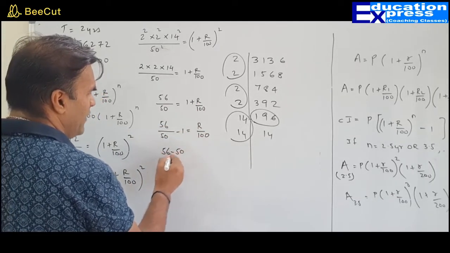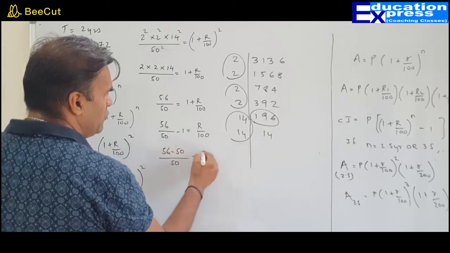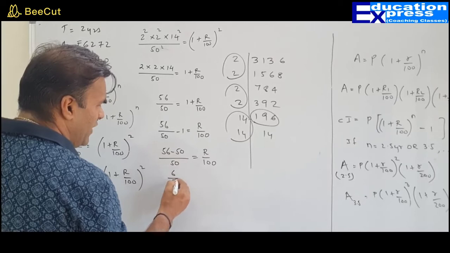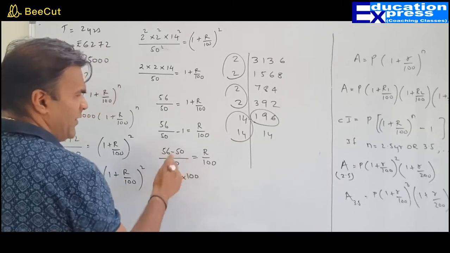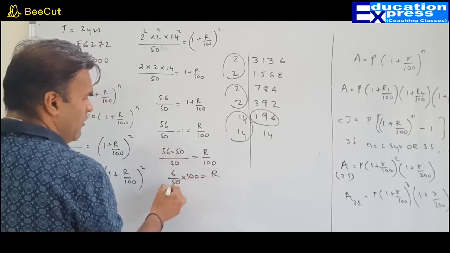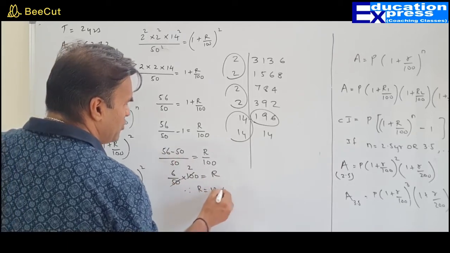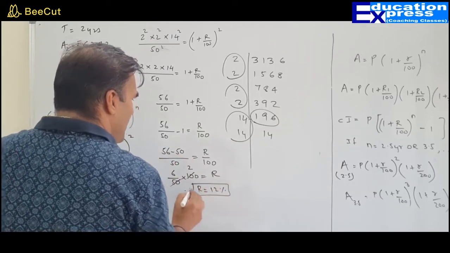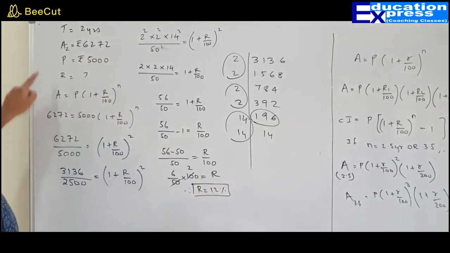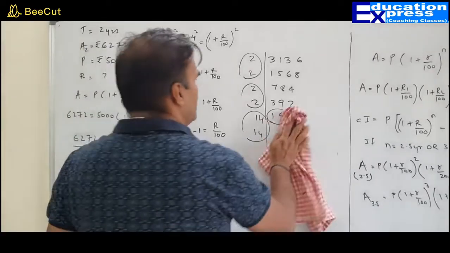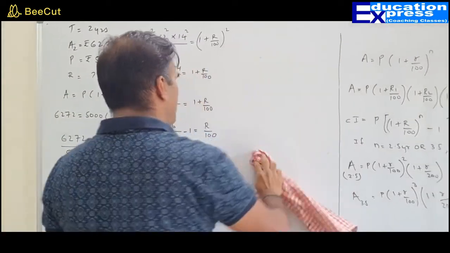56 minus 50 upon 50 equals r upon 100. This gives you 6 upon 50 into 100. This 100 goes there, equals r. 1s are and 2s are. Therefore, my dear friend, r equals 12%. We found out the value of r. They want to find the amount at the end of third year. How do we find the amount at the end of third year?